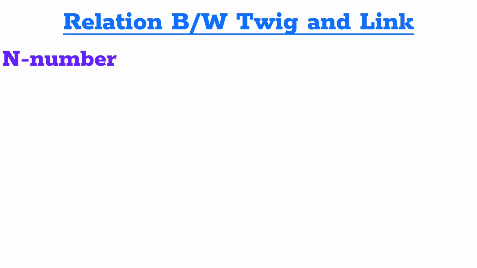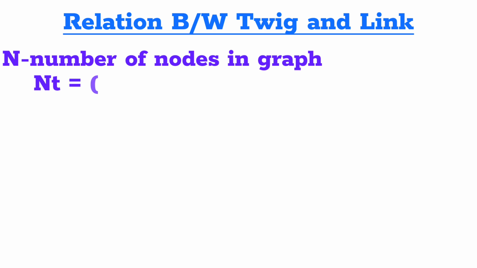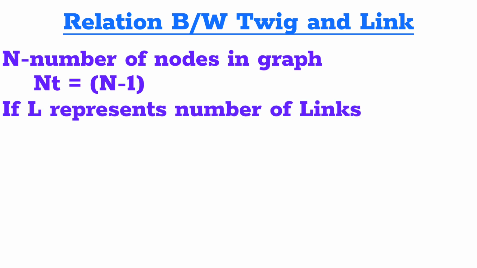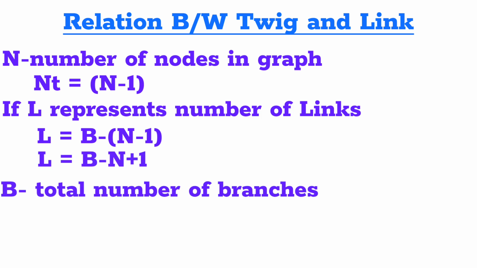Then comes the relation between twig and link. We will consider n as the number of nodes in a graph. How to calculate the number of twigs if we know the number of nodes in the graph? I am considering nt as the number of twigs. So the number of twigs nt can be calculated as the number of nodes minus 1, that is n minus 1. If L represents the number of links in the graph, then L can be calculated as b minus (n minus 1). So it finally becomes b minus n plus 1, where b is the total number of branches in the graph.